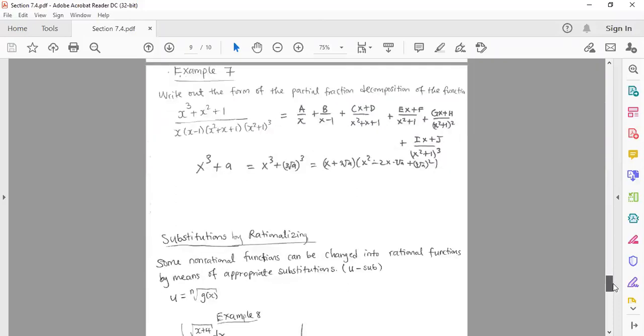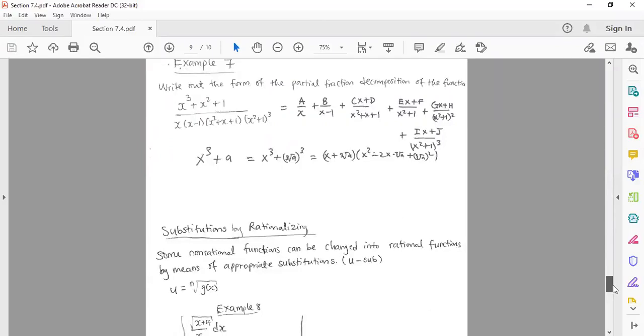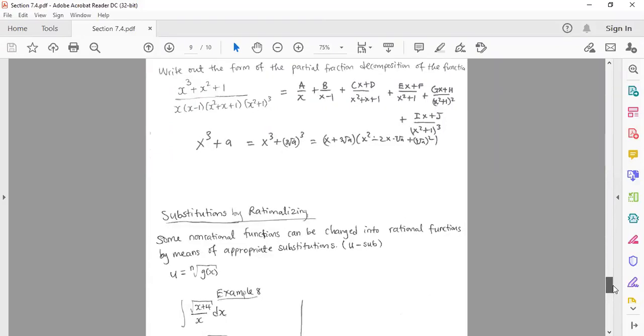All right, substitution by rationalizing. Now, this is usually the complicated one. It's not supposed to be complicated, but you always make it complicated. The one that students usually get 0 for is substitution by rationalizing. Some functions can be changed into a rational function by means of a substitution.